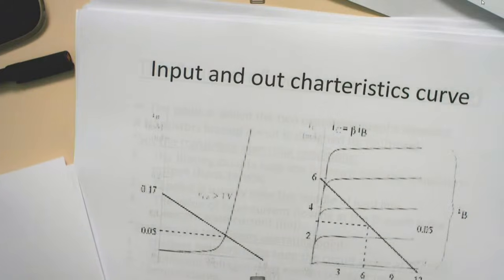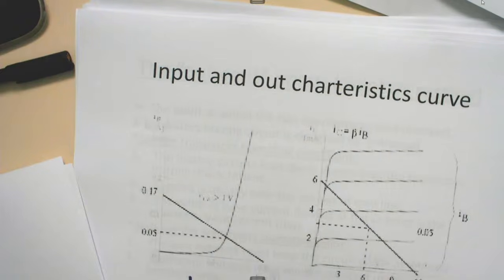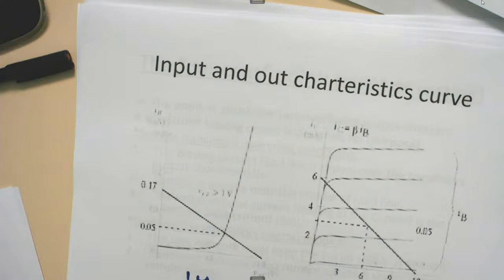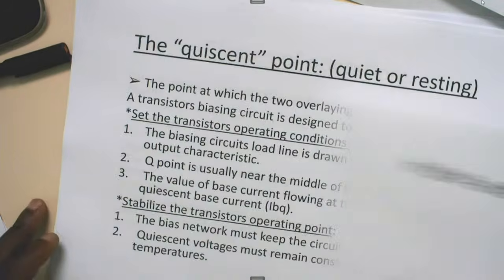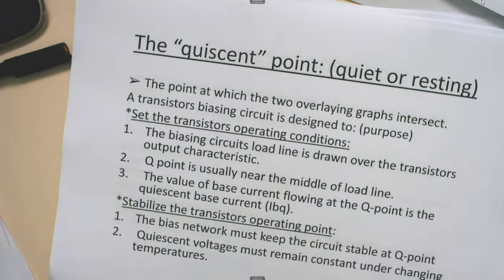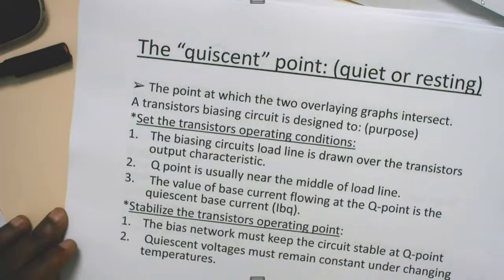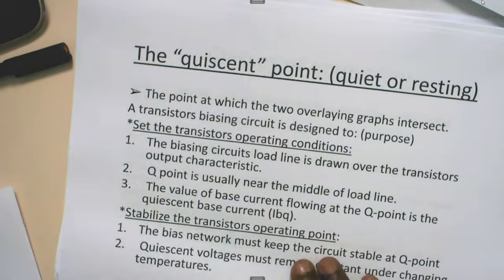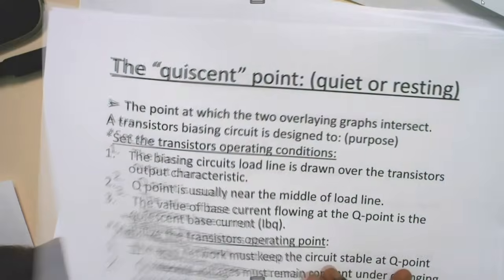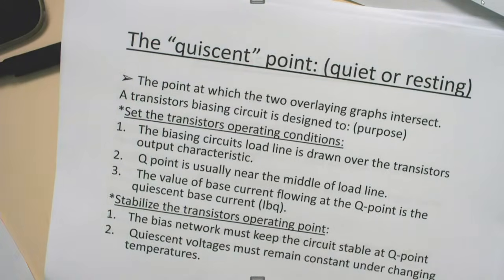This is your input and output characteristic curve of your transistor. This one being the input, this one being your output. Normally this is the stuff that was done in grade 11, so just a reminder of those things that were done in grade 11, because they are normally asked. Now here we've got a quiescent point. Before we go here, let us go to the load line, because the quiescent point goes hand in hand with the load line.